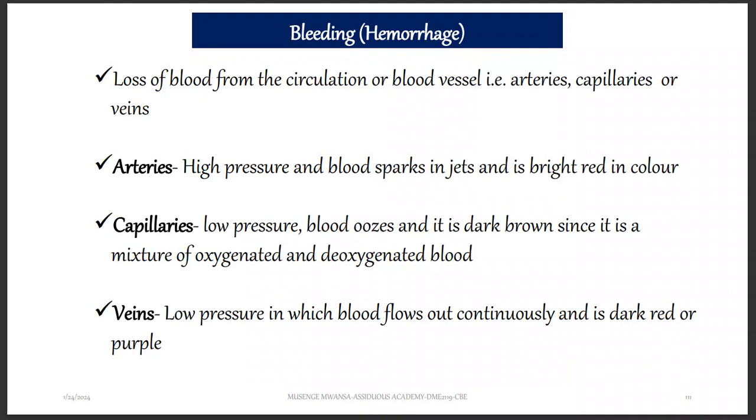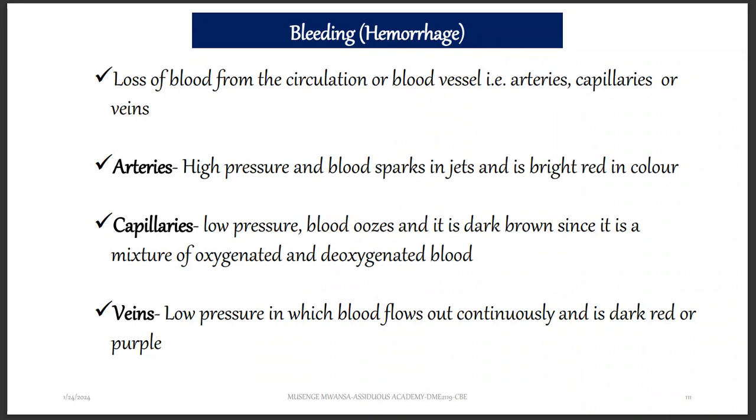Arteries carry blood which is moving at high pressure because it's coming from the heart. So if an artery has been torn, blood is going to be able to move very fast. In case of bleeding from the arteries, the blood is going to be bright red in color.